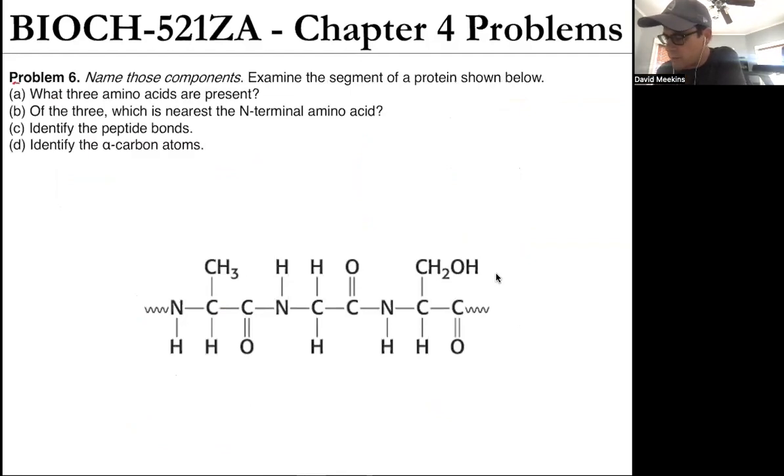One of those was problem 6, and it says, examine the segment of a protein shown below. A, what 3 amino acids are present? So we just look at the side chains. This is the carbon bound to the amino group and the carboxylic acid group on the amino acid, and then there's the side chain. This is just a methyl group, so this is alanine, and its 1-letter code is A.